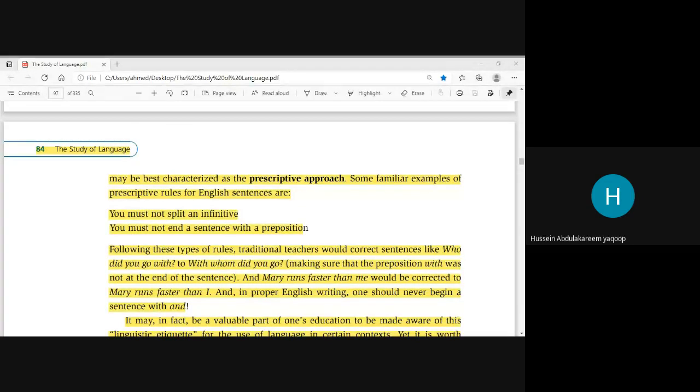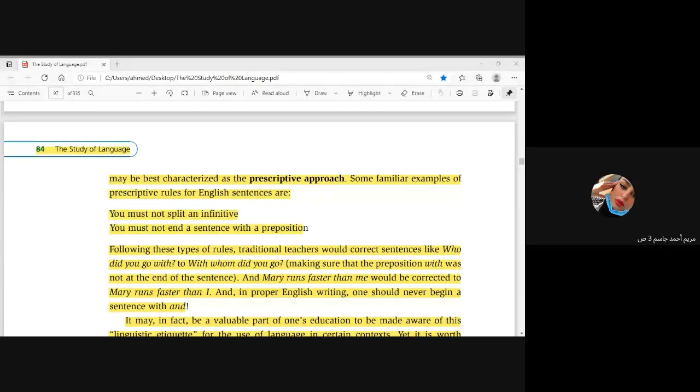Thank you very much. I may go to Maryam Ahmed Jassim for your second participation. Yes. Please go. The prescriptive approach is the view of grammar as a set of rules for the correct or proper use of the language. It can be characterized as the prescriptive approach.